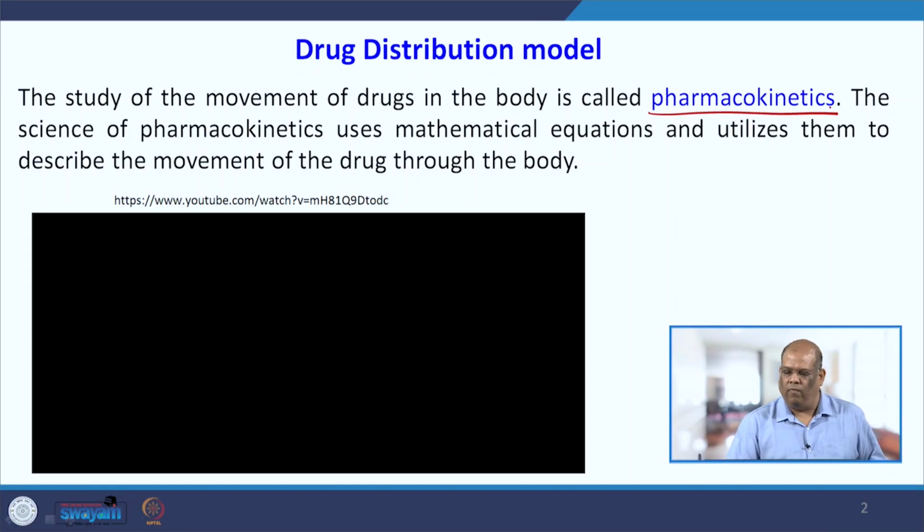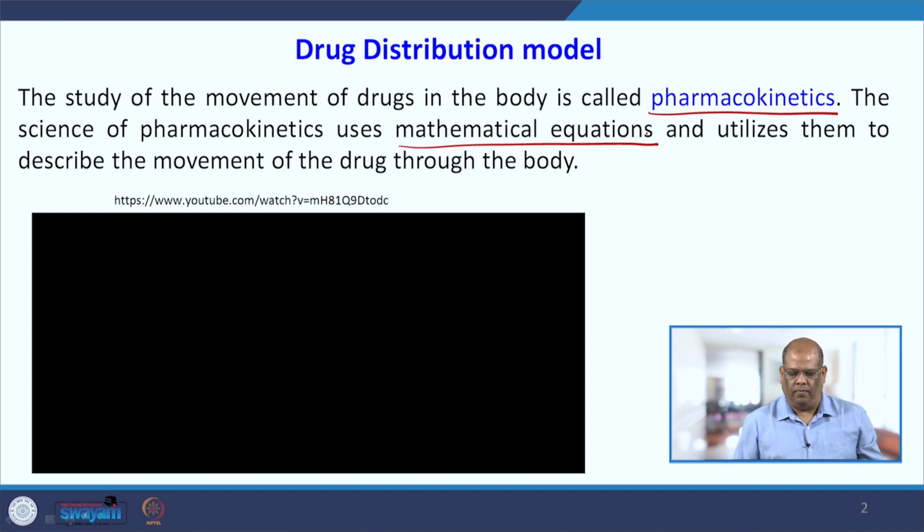called pharmacokinetics. So, in pharmacokinetics, people use mathematical equations to describe the movement of the drugs through the body. So, how do we model that?